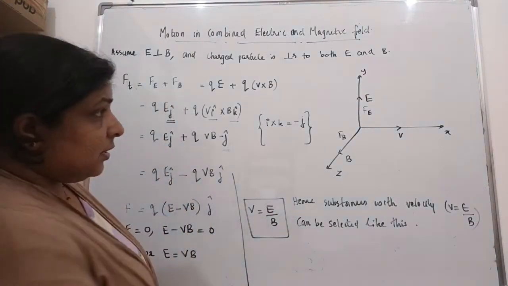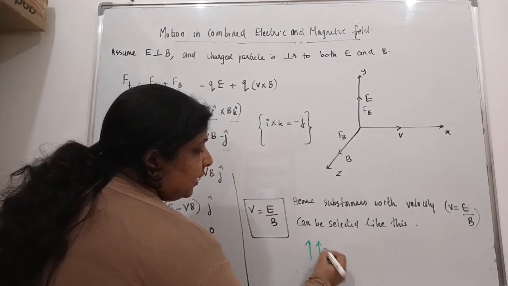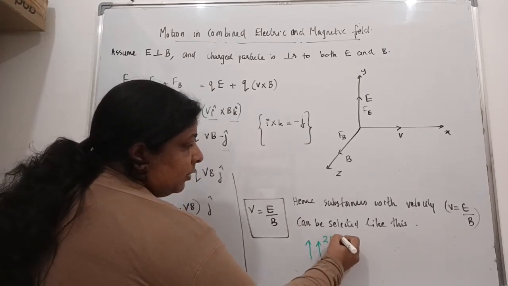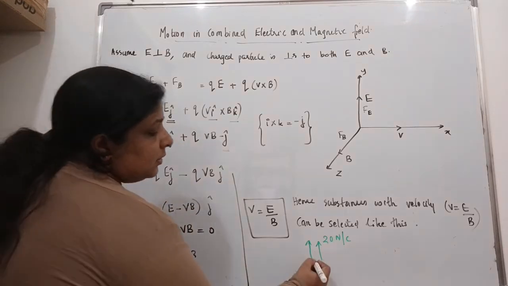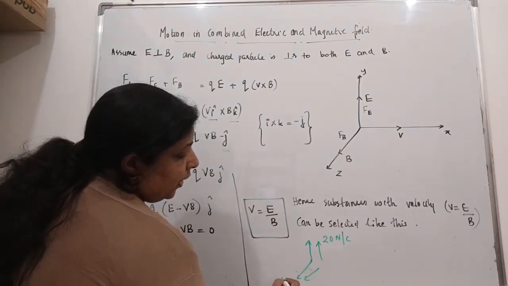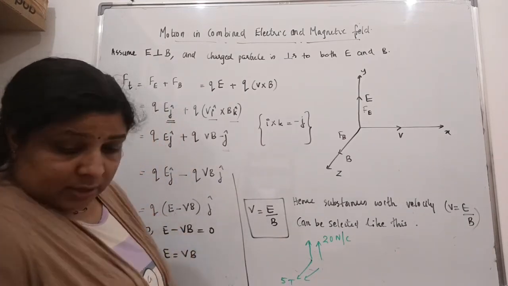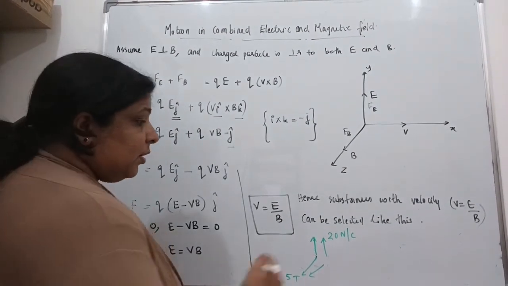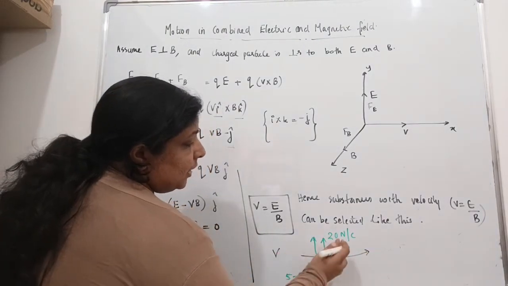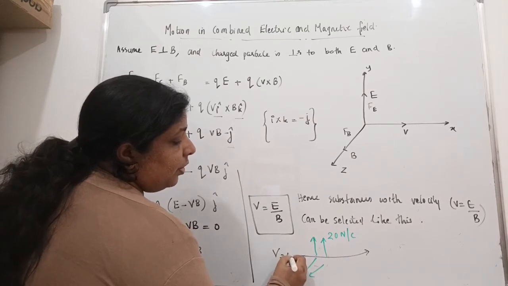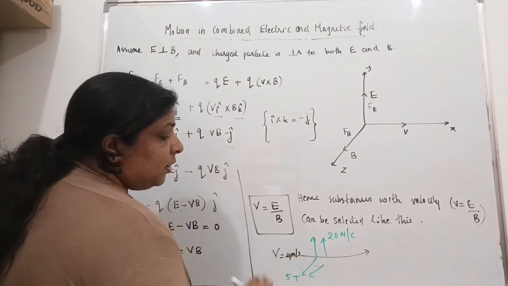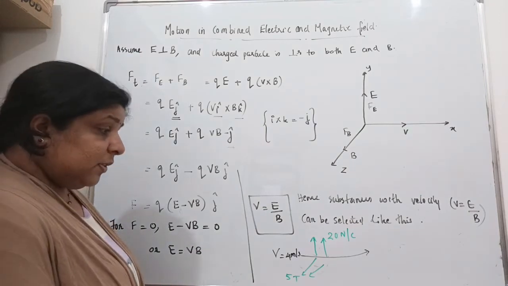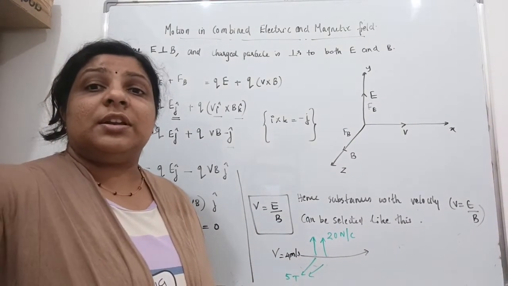I'll just show it to you. As we just discussed, let this electric field be 20 Newton per coulomb and this magnetic field be 5 Tesla. Then if any charged particle enters this combined electric and magnetic field with a velocity equal to E by B, that is 20 by 5 is 4 meter per second, then what will happen? The force experienced by that charged particle will be 0. So this particular charged particle with a velocity 4 meter per second will go without any deviation.